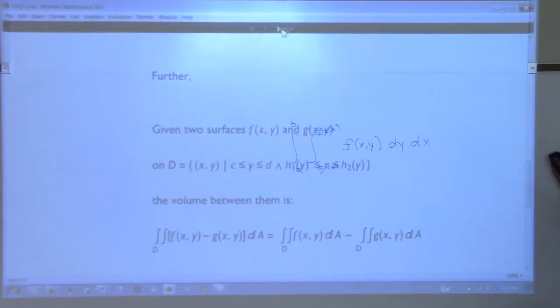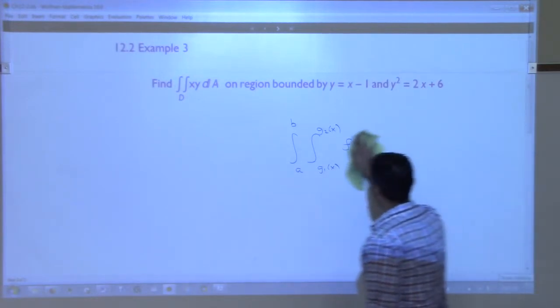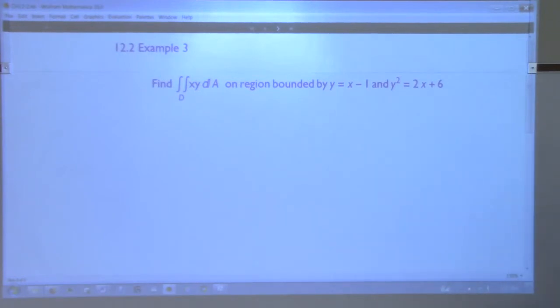And we just have to do one of these. Find the double integral over the region D of x times y dA, on the region bounded by y equals x minus 1 and y squared equals 2x plus 6.